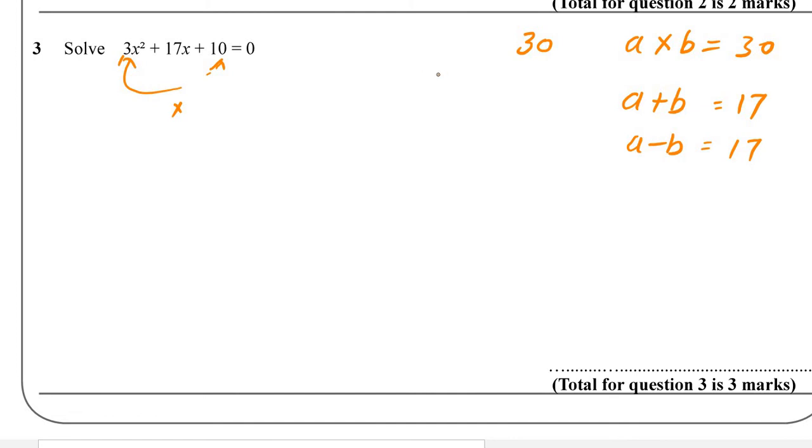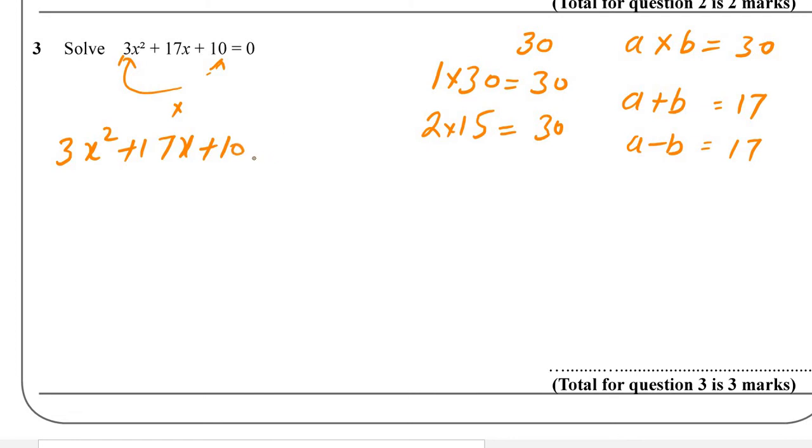So let's break down 30. I know 1 times 30 is 30, but when you add or take away you're not getting 17. Let's move on. I know 30 comes in the 2 times table. 2 times 15 is 30. We got it, I think. Because 2 plus 15 is going to be 17, so this is our pair. I'm going to write down the question again. It's going to be 3x squared plus 17x plus 10.